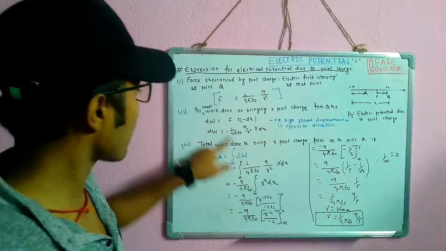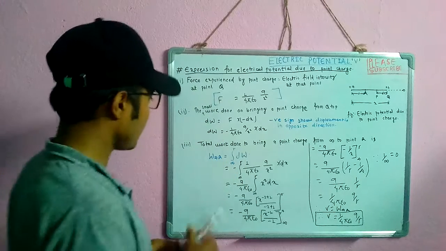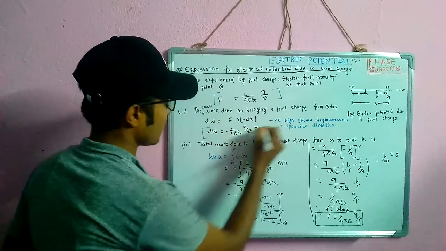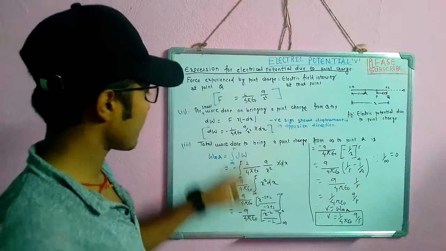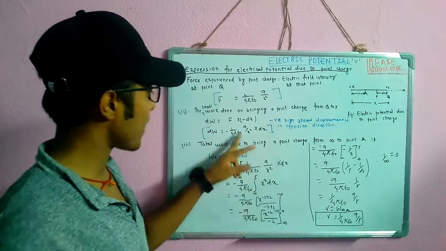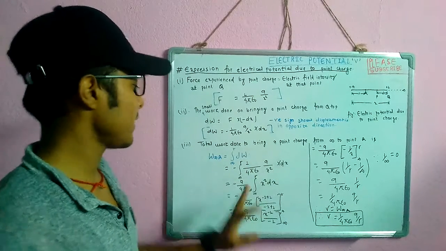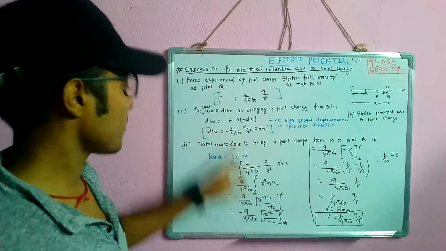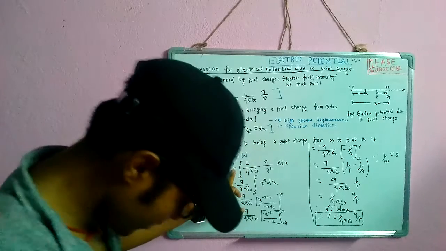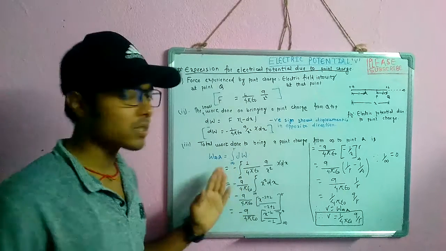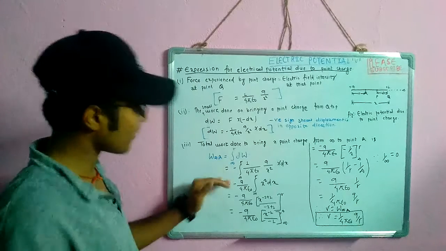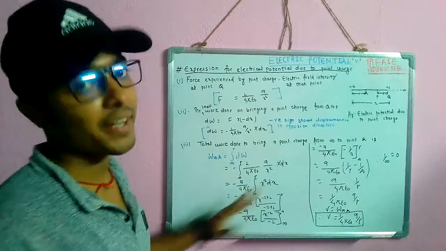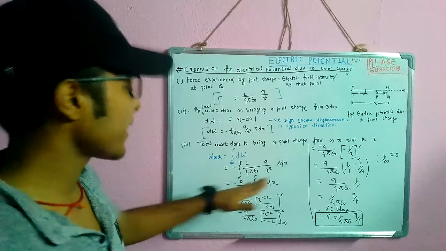Now we have the small work done is equal to minus 1 upon 4 pi epsilon naught q upon x square into dx. Here I have just taken the minus out of the integration, as it's a constant, it doesn't matter. And now there is just a mathematical calculation. We are just going to integrate this expression.